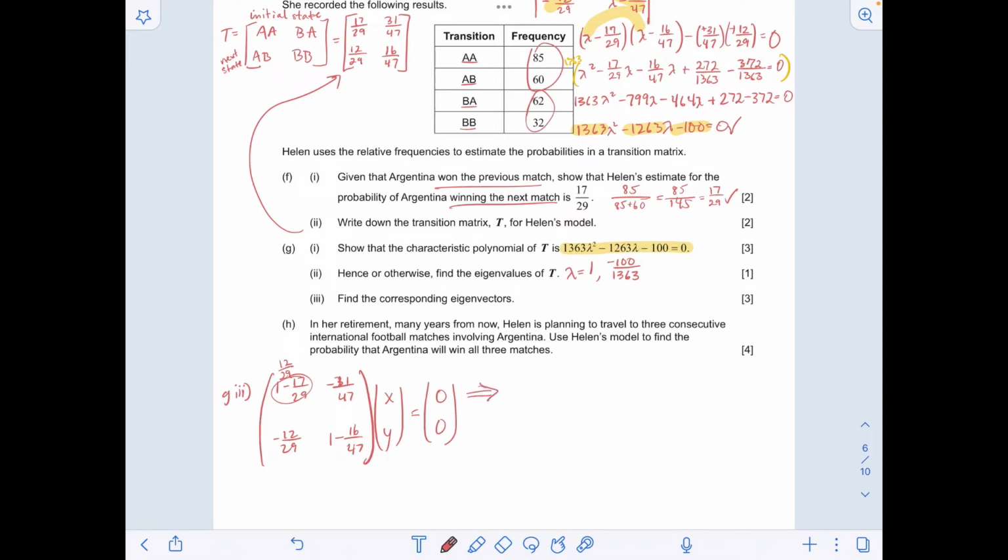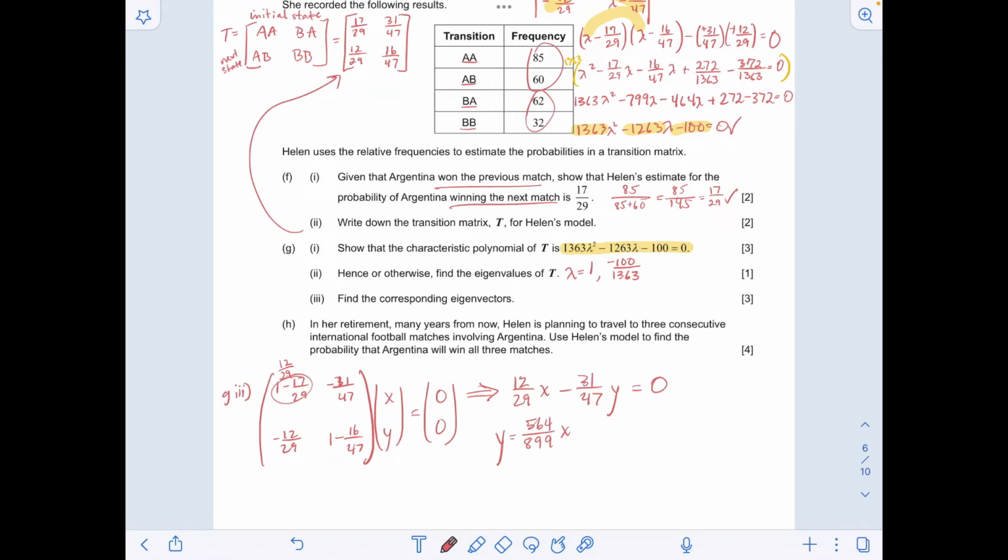So that gives us, from the top row, 12 over 29 x minus 31 over 47 y equals 0. I can do the same thing for the bottom. I can go ahead and multiply this all the way out, which would give me another equation. Essentially, this is the top row of a new matrix, which would equal 0. But it's going to have the same value, so I can just stick with this and solve for one of the variables. So I will solve here for y, and that gives me y equals 564 over 899 x.